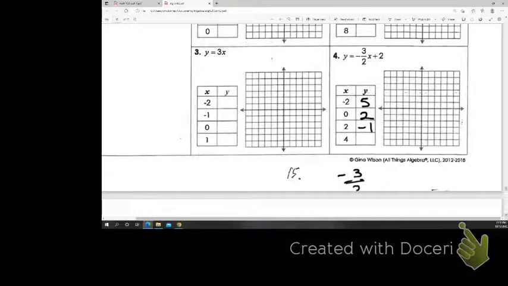Negative 3 over 2 times 4, and then add 2. So I could divide first, or I can multiply first. So negative 12 divided by 2 is negative 6. Or 4 divided by 2 is 2, times negative 3, also negative 6. Add the 2, negative 4. And then we're ready to plot those points, and they should fall in a nice straight line.